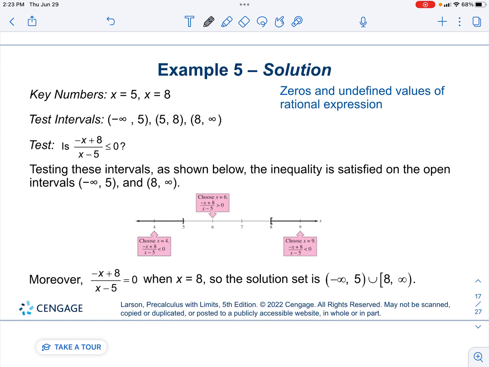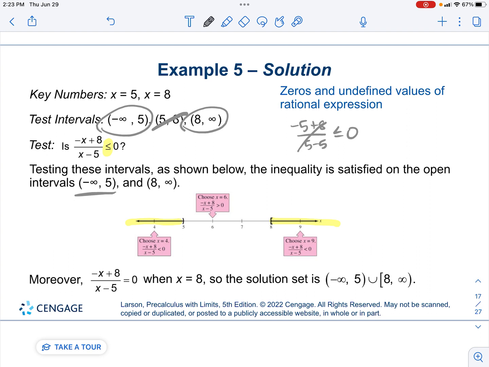Now, those are my test intervals. That was a no. These were yeses. And so if I go and graph that on my number line, negative infinity to 5 is here. And 8 to infinity is here. And because this is a less than or equal to sign, we need to know if 5 is included, we need to know if 8 is included. So what you would do is go back and test each of those. If I try to test 5, it would be negative 5 plus 8 over 5 minus 5.